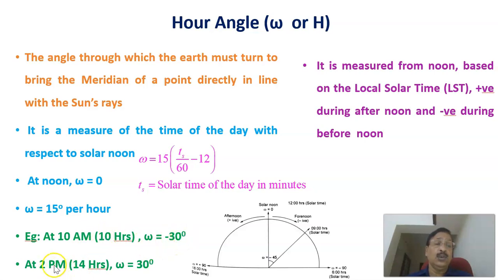Now the same thing at 2 p.m., which is equal to 14 hours. Substituting, 14 into 60 divided by 60, minus 12, is 14 minus 12, or 2 into 15, which is equal to plus 30. Therefore the hour angle corresponding to 2 p.m. or 14 hours is 30 degrees, and for 10 a.m. or 10 hours it is minus 30 degrees. For the forenoon case all values are negative, and for the afternoon the hour angle is positive.